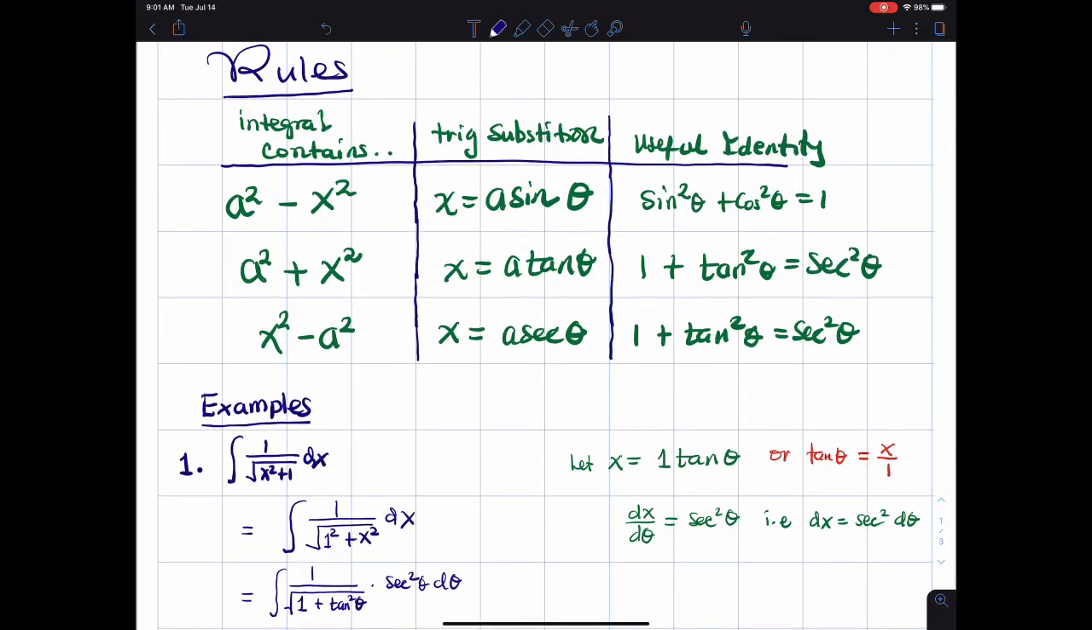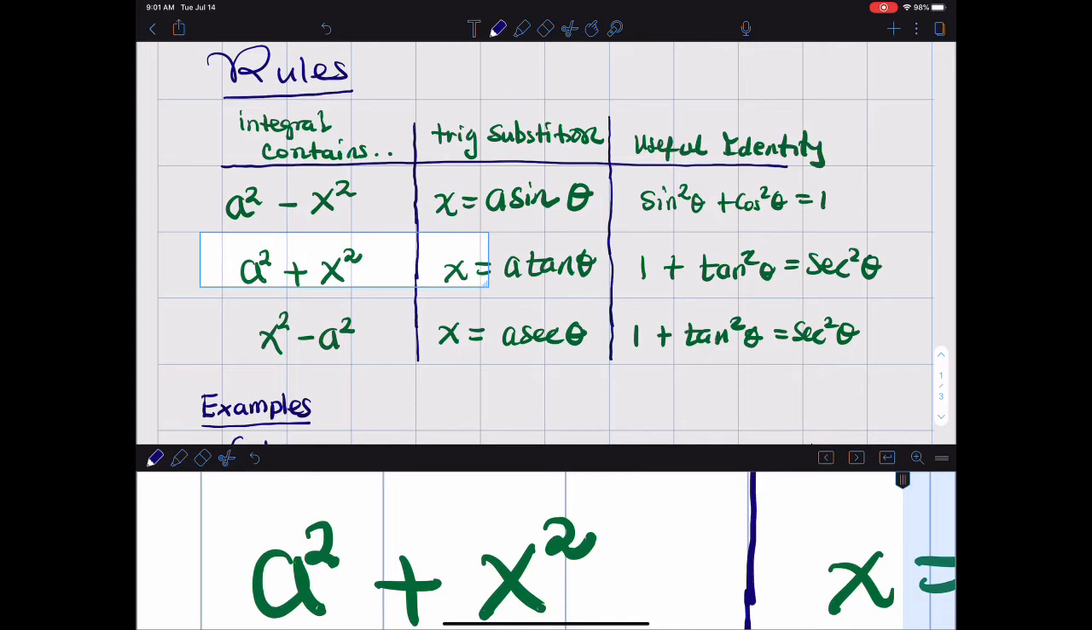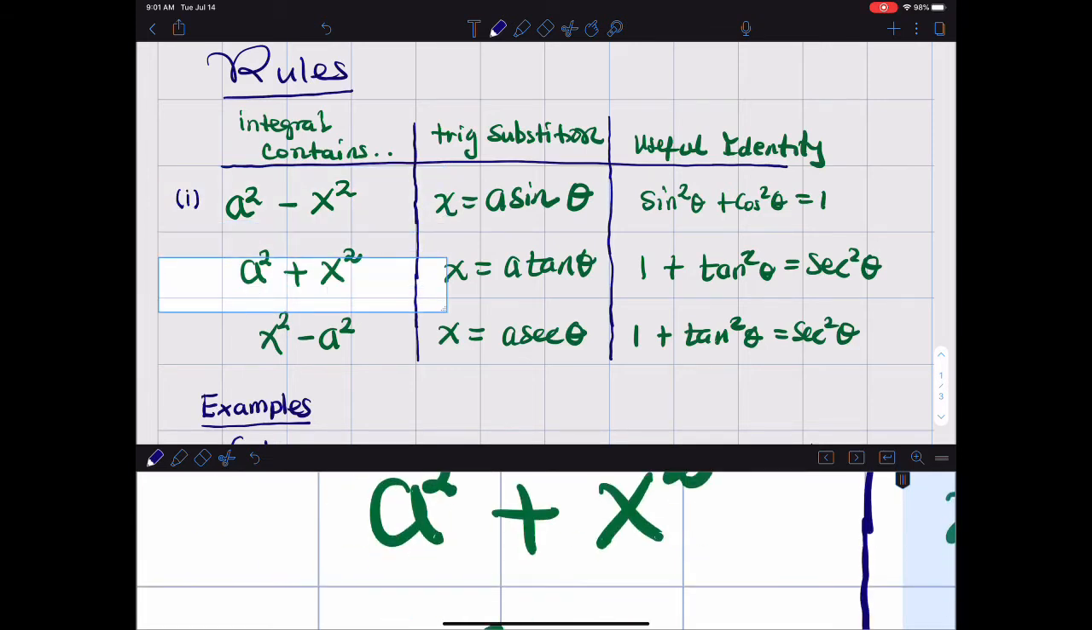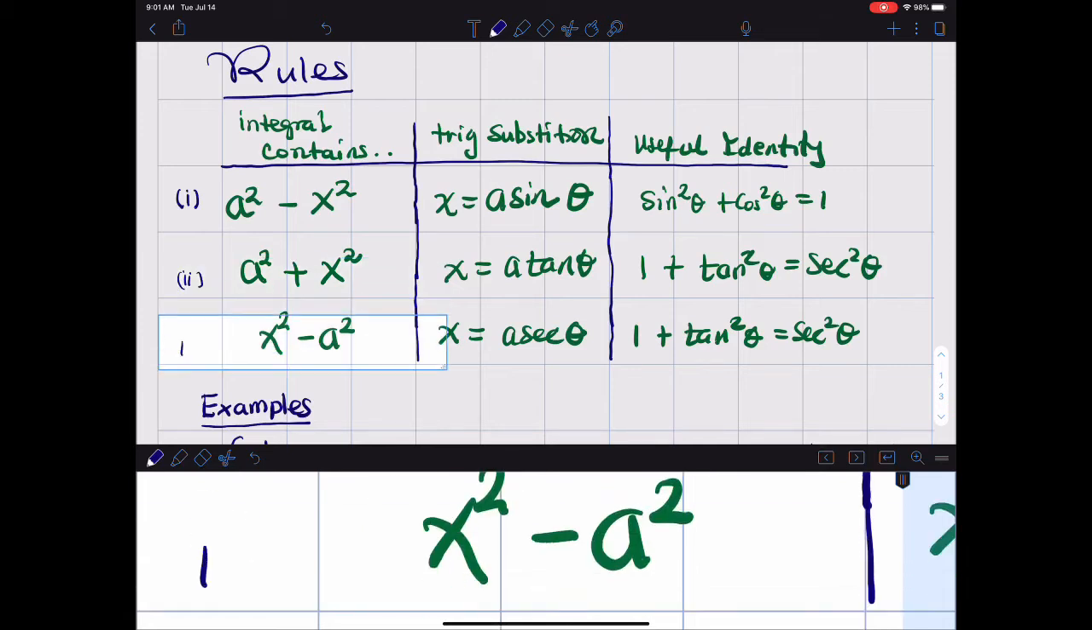So I'm hoping this table is making more sense now, because we've made use of number 2. Maybe let me label them: Roman numeral 1, Roman numeral 2, and 3. So we've made use of rule 2 now.